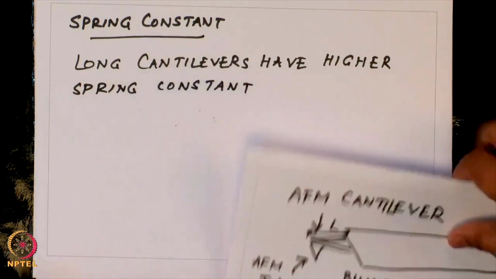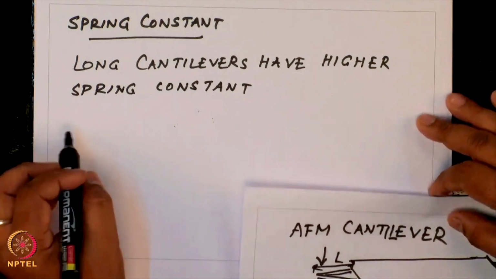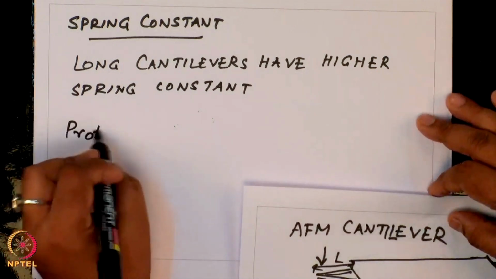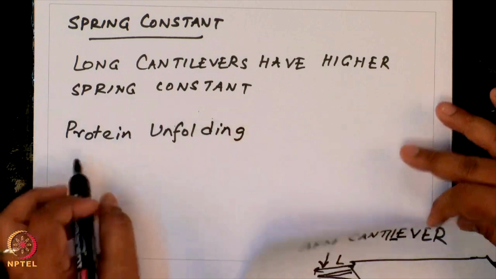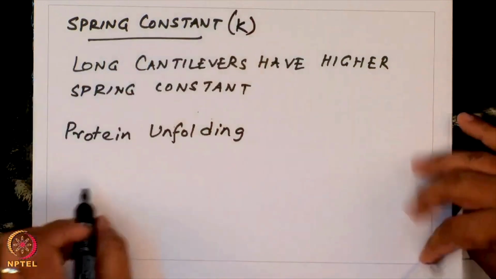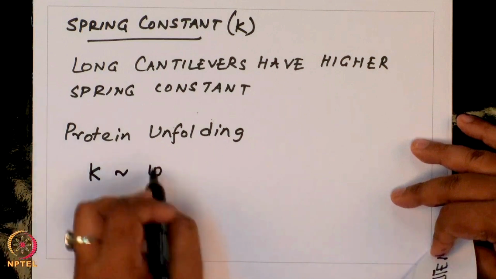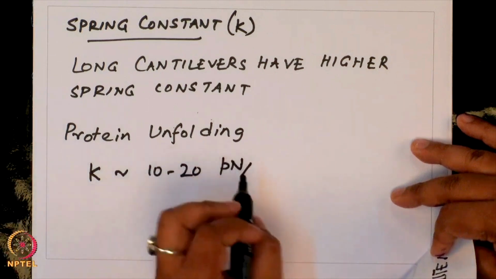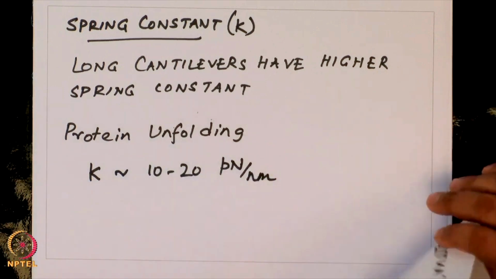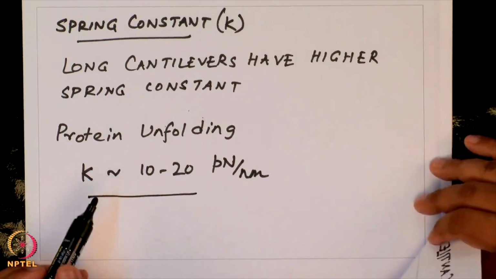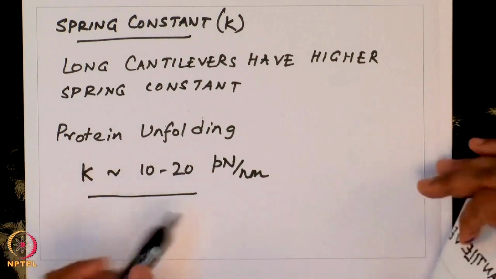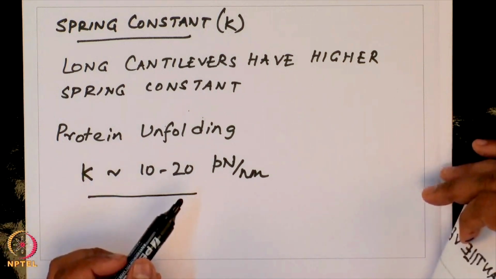Okay. So, for probing proteins or protein unfolding, the spring constant K has to be of the order of 10 to 20 piconewton per nanometer. The spring constant has to be of this order, because the forces required for unfolding a protein domain might be of the order of tens of piconewtons. Okay. Now, let us see how the cantilever operates.